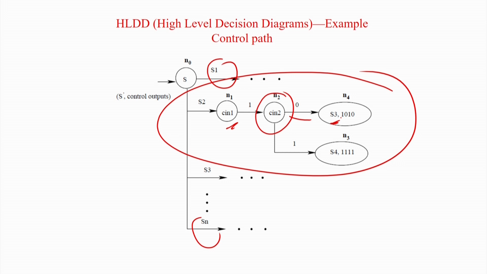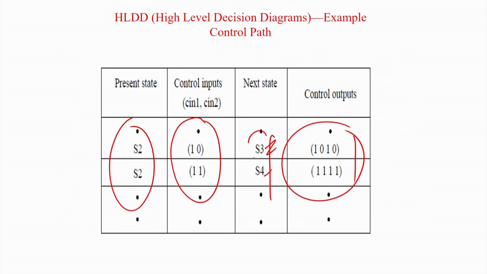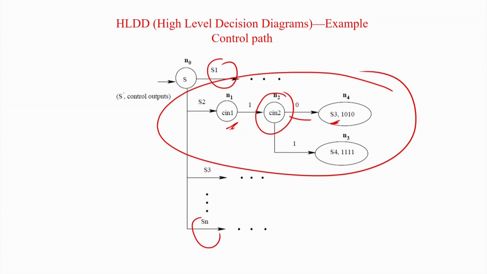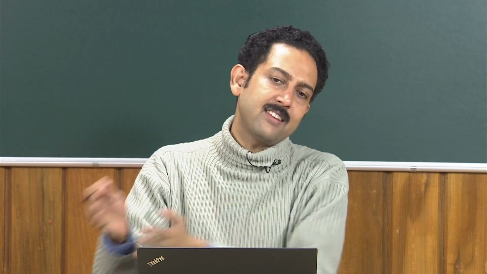So for example, if C1 equals 1 and C2 equals 0, you are going to get S3 as the next state and the output is 1 0 1 0. Similarly, if C1 is 1 and C2 is 0 on the other branch, the next state is S4 and the control signals are 1 1 1 1. So this is just, I should not call it modeling, it is just a translation from the table to a high level decision diagram.